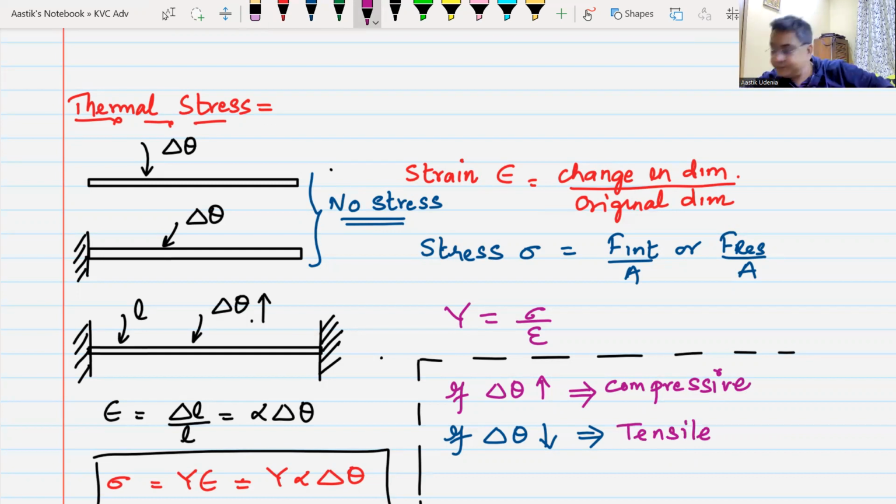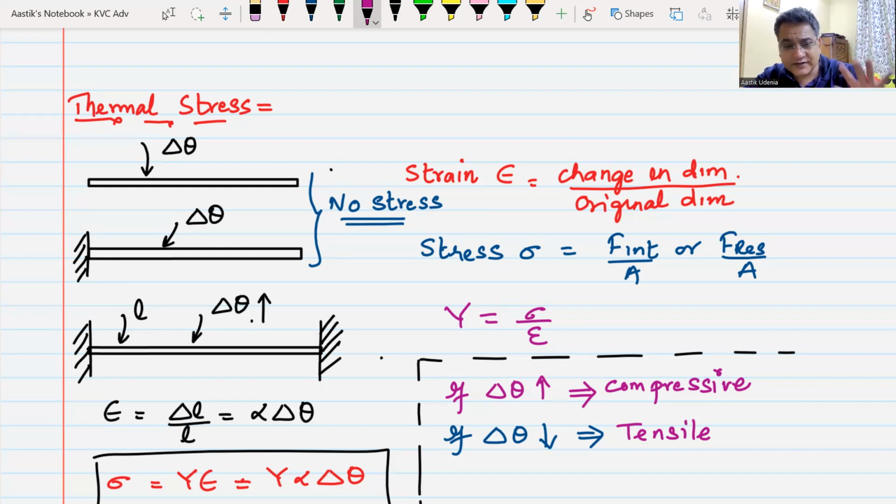Okay. So with this, we come to an end for thermal stress. In the next class, we will go ahead and see the other applications. We are still into linear expansion. We are seeing what happens when the length of a rod changes. So there are two or three more applications that we will see in the next class.